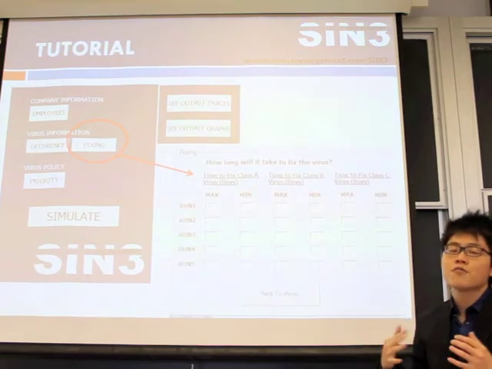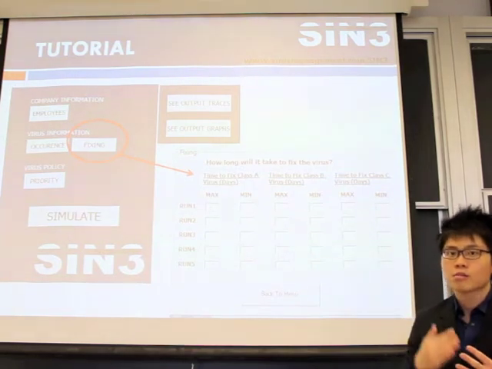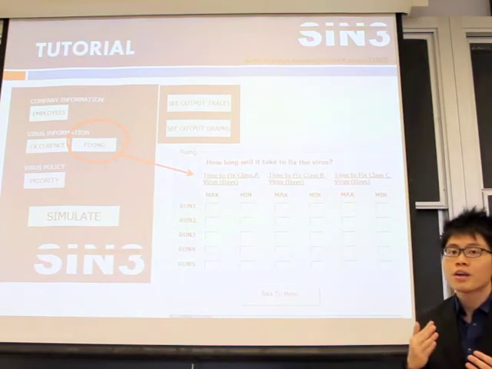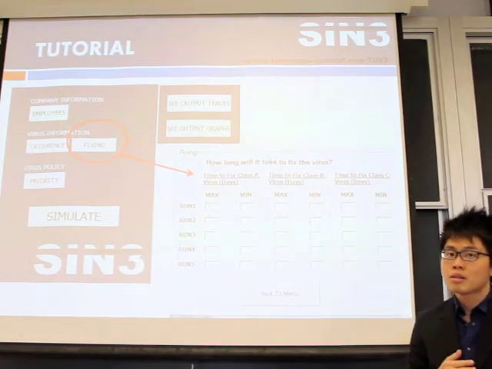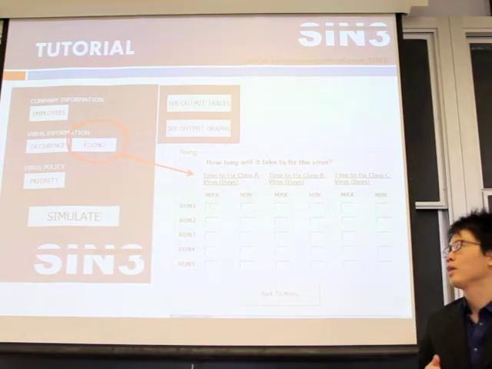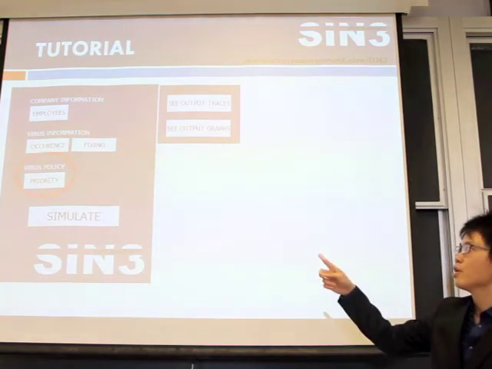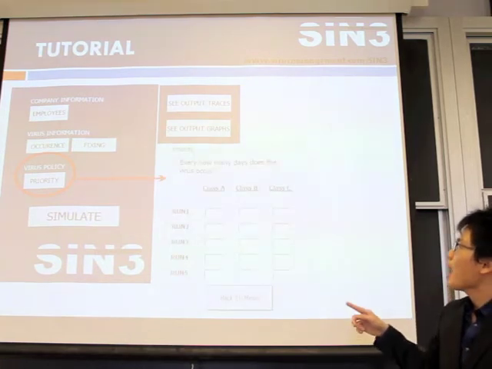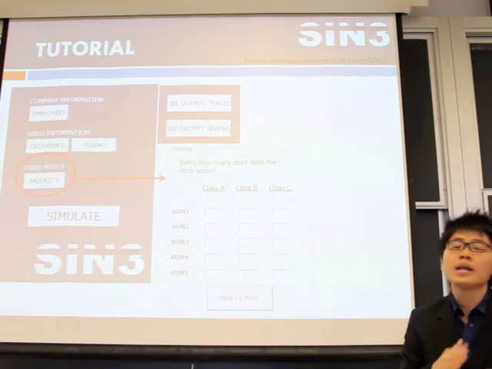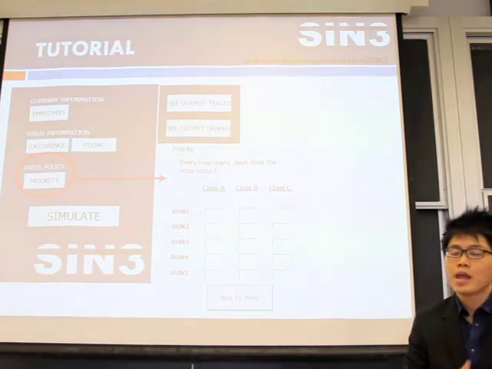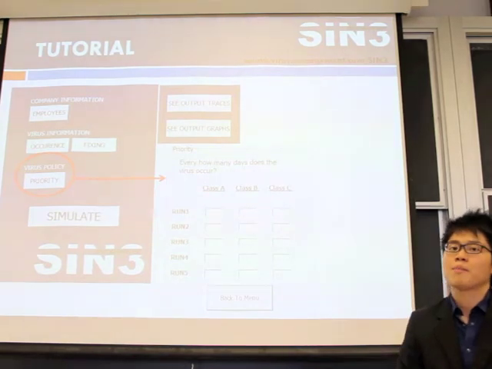In the fixing information, you need to fill in how much time it takes for the employees to fix the virus from each class of virus. There are a maximum time and a minimum time that you need to fill in. Once you finish, click back to menu, and then fill in the virus policy. Click the priority button, and then fill in how frequently in a certain period the virus arrives into the system.